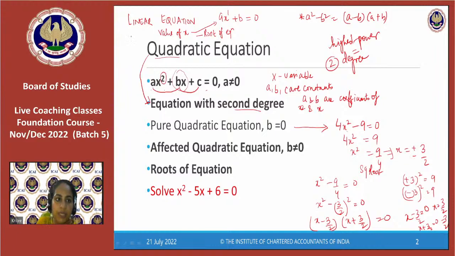Mind you, a linear equation has a degree 1, so it gives you only one root. A quadratic equation has a degree 2, so most of the time you will be finding 2 roots for a quadratic equation. A quadratic equation gives you 2 answers, 2 roots. Okay. Next.